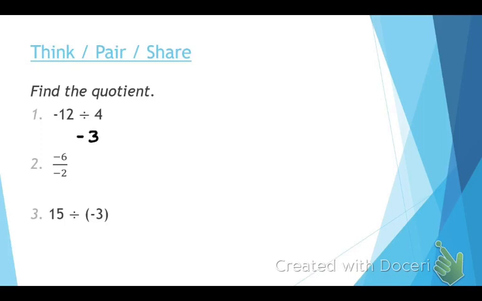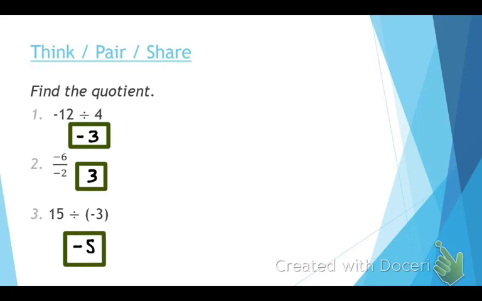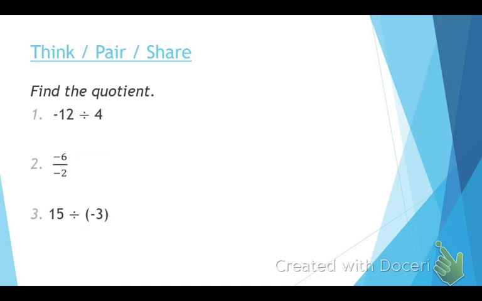Negative 3. Negative 3 is correct. How about number 2? 3. Okay, positive 3, because 6 divided by 2 is 3, and there's 2 negatives, so my answer has to be positive. 15 divided by -3. -5. -5, because there was only one negative sign, that's odd, so our answer has to be negative. If you did not get it, that's okay. Just erase it and fix it so you do have the correct answers in your notes.